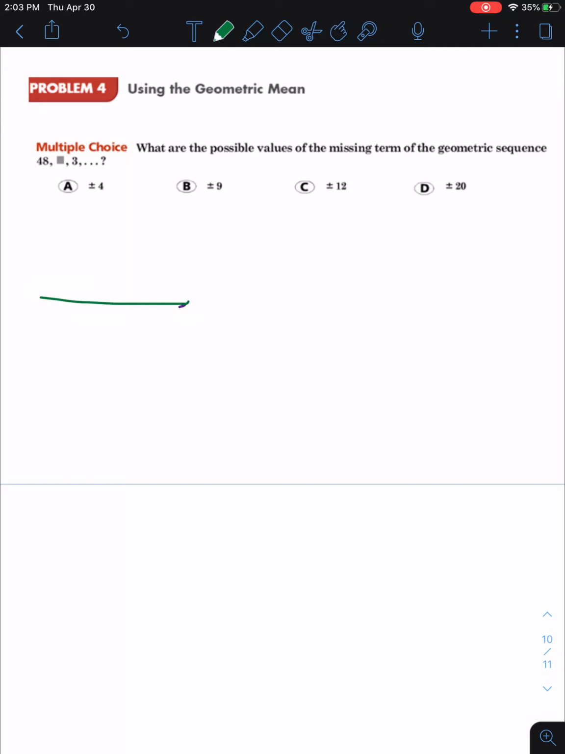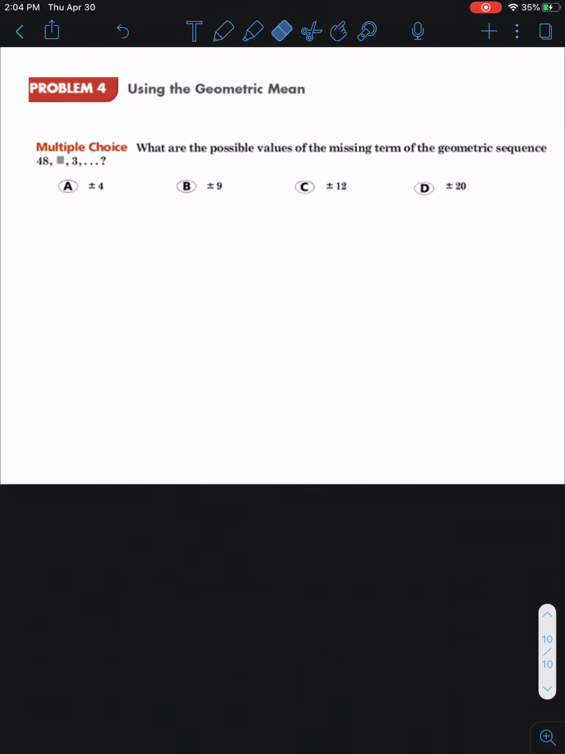This is the one I was looking at, and that's what I had. I had a chip on there. Okay, so what are the possible values for the missing term of the geometric sequence?